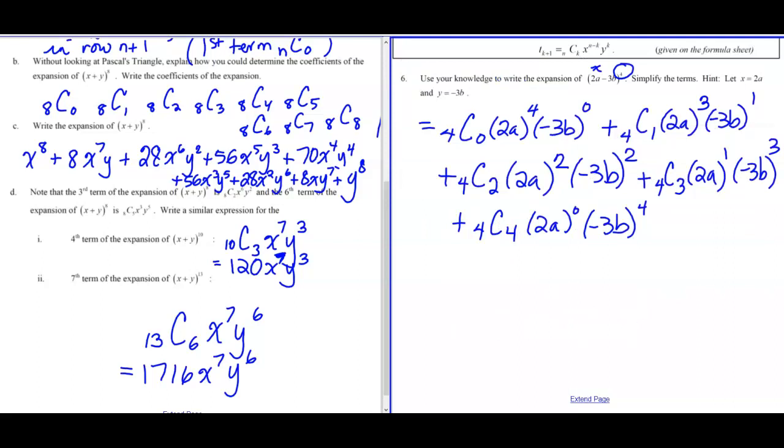Now you need to simplify. That first coefficient is just going to be a 1, and then 2 to the 4th is 16a to the 4th. So I don't even need brackets.